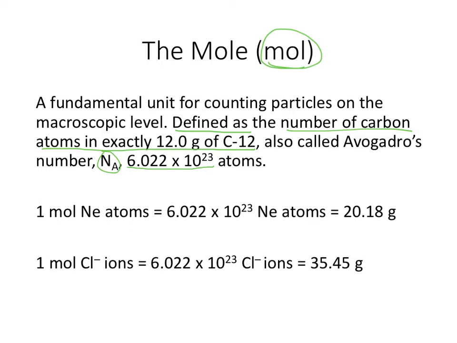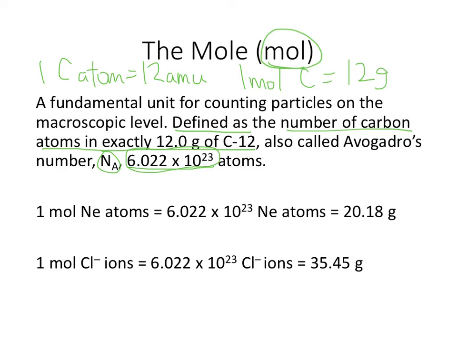So what this means, and what the definition means, is that one single carbon atom, based on the periodic table, has a mass of 12 AMU. But if you have an entire mole of carbon atoms, that is 6.022 times 10 to the 23rd carbon atoms, that's going to have a mass of 12 grams. So the same mass off the periodic table can represent one single atom if the unit is AMU, or an entire mole of atoms if the unit is grams.